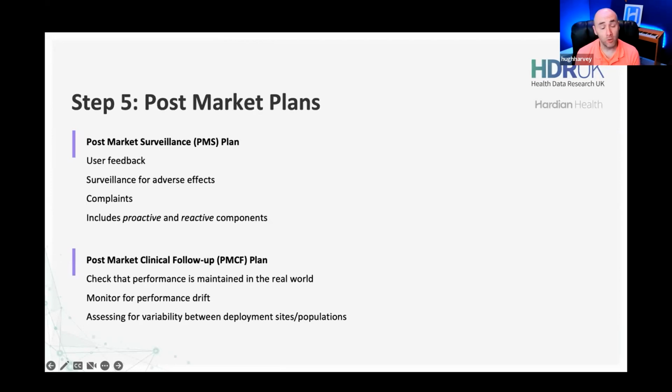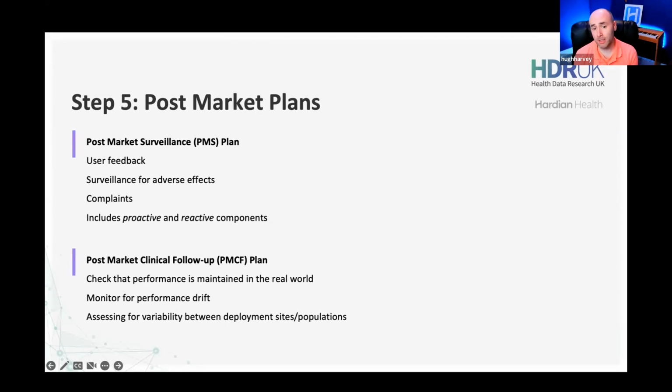And obviously, if you are receiving too many reports of serious adverse events, you have a duty, obviously, to take your device off market until it can be adjusted and proven safe. And you need to do this in a proactive and a reactive way.